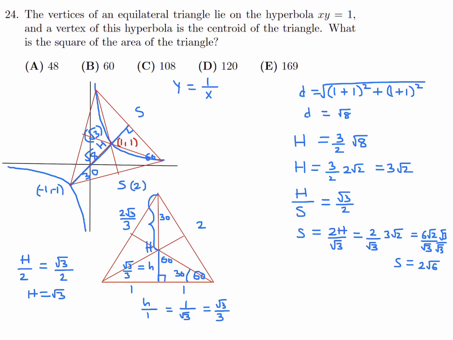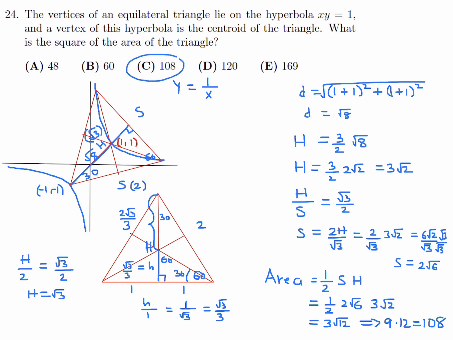All right, so now we are ready to figure out the area. The area is going to be 1/2 base times height. The base is s, the height is h. So that's going to be 1/2 times 2 root 6 times 3 root 2. And that looks like 3 root 12. And then they want the square of the area. So the square of the area is square that. And when you square it, you get 9 times 12. And that is 108. So number 24, the answer is C.